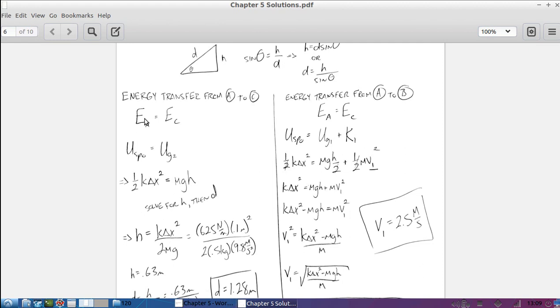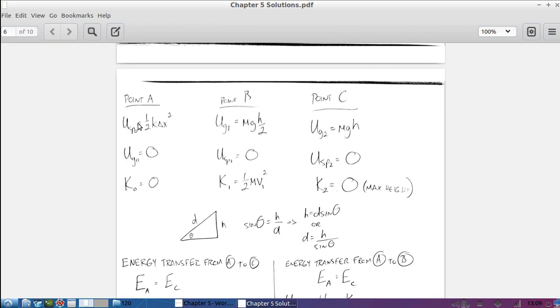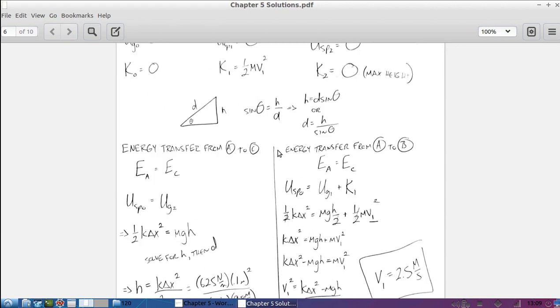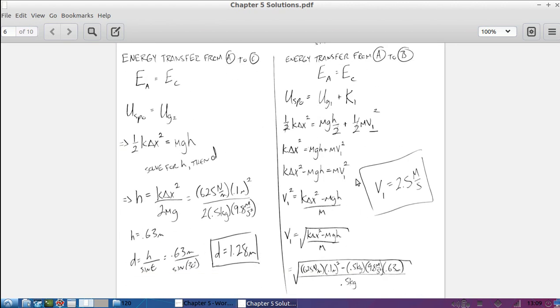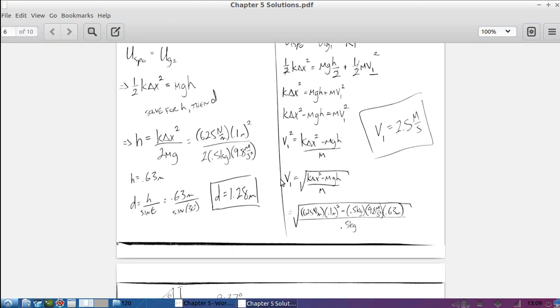You set initial energy at some point equal to final energy at some point. Identify the types of energy that the system has at each of these points. Set them equal to each other. Do the algebra, and you can arrive at your solution.